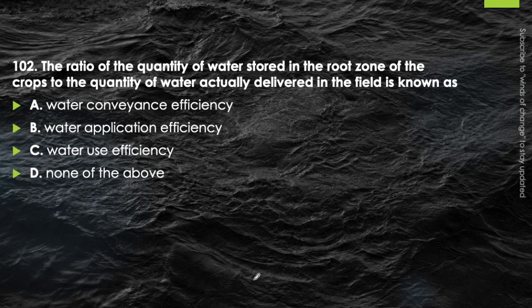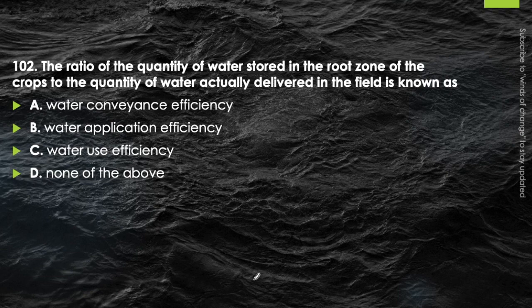Next question. The ratio of the quantity of the water stored in the root zone of the crop to the quantity of the water actually delivered to the field is known as water conveyance efficiency, water application efficiency, water use efficiency, or none of the above. Think about it, very easy question.